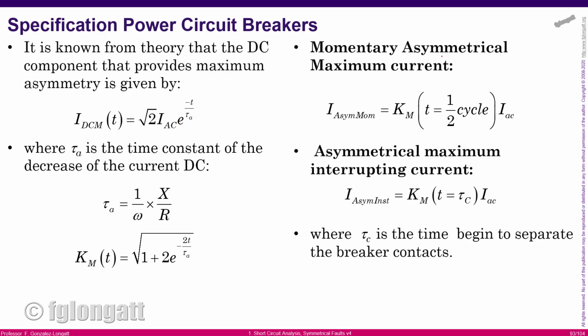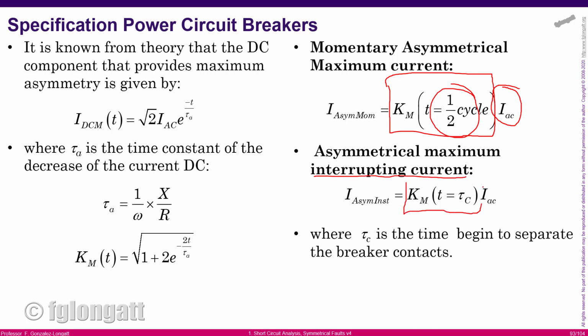Everything that I have been explaining is to make a very detailed introduction to say that the asymmetrical momentary current will be the asymmetrical factor at half a cycle multiplying the short circuit current that you will get from the Thevenin method. And for the interrupting current, you will use again the asymmetric factor, and you will use the Thevenin current, but in this case you will use the time that is defining the operating regime of your circuit breaker.